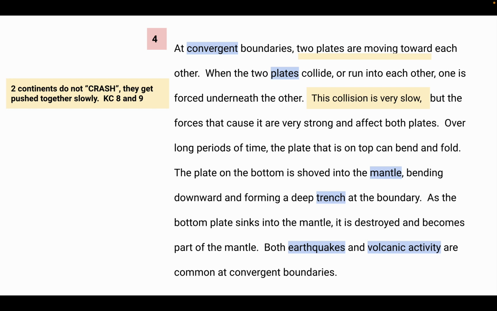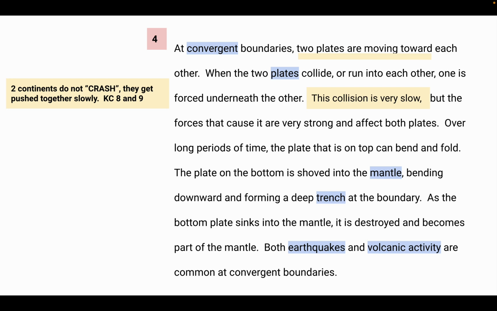I remember in the pre-unit assessment, that first question, the short answer question, the little brother of whoever it was was really worried because he found out that continents are moving towards each other, or the plates are moving towards each other. And he was so nervous because he was worried that they were going to crash into each other. And so it's really important that we remind ourselves that convergent boundaries move towards each other. However, they do not crash, and they get pushed together slowly.